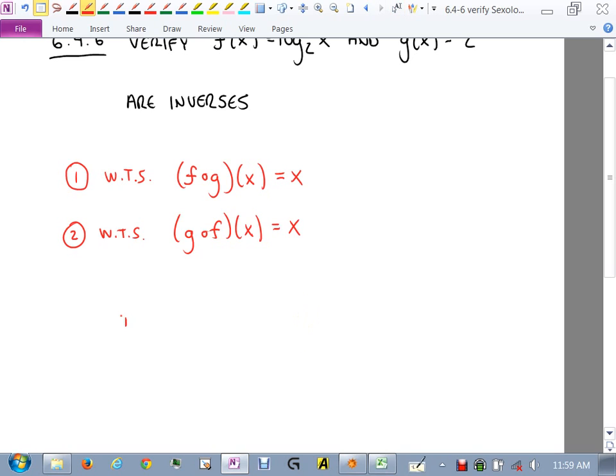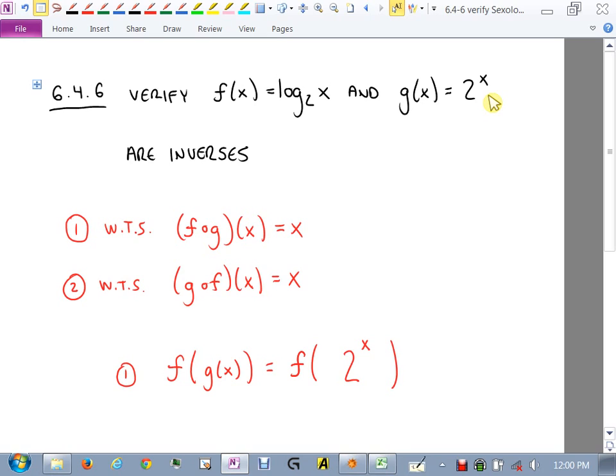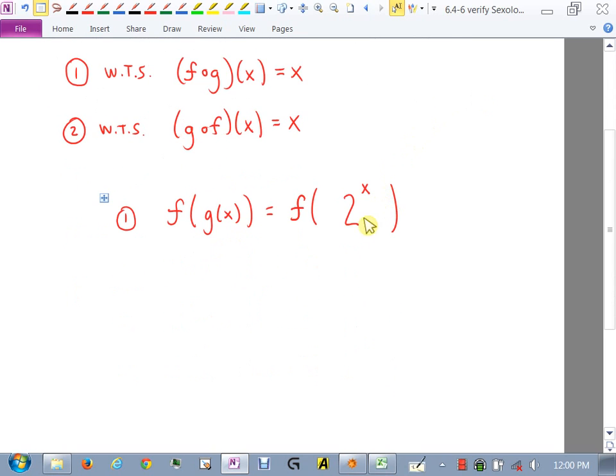Let's do one. We're going to start with f. Inside of it, we're plugging in g, right? We've done this many times now. That means inside of f, I'm putting what function? What's our g? 2 to the x. And be careful the way you say 2 to the x. You say 2 to the x, you don't say 2x. 2x would mean 2 times x. So just be careful with your language there. So I'm plugging 2 to the x, or 2 raised to the x, into the f function.